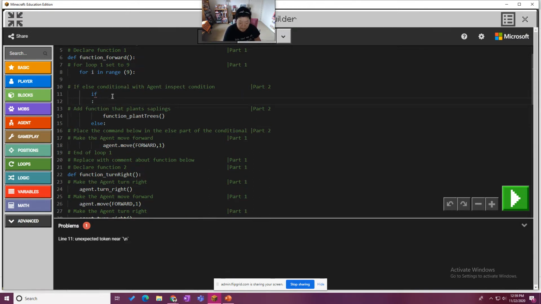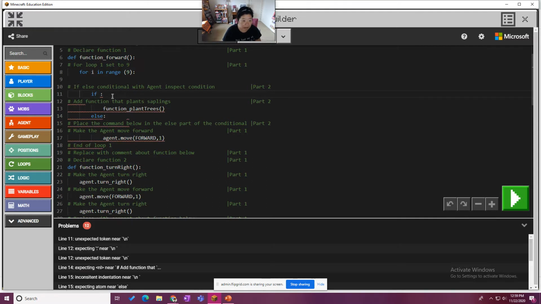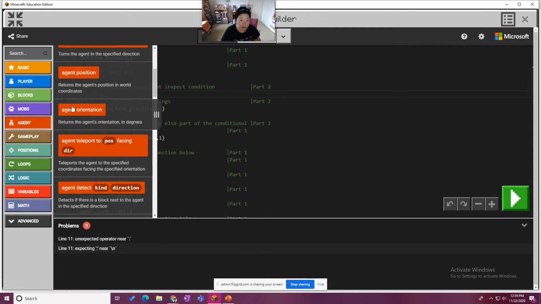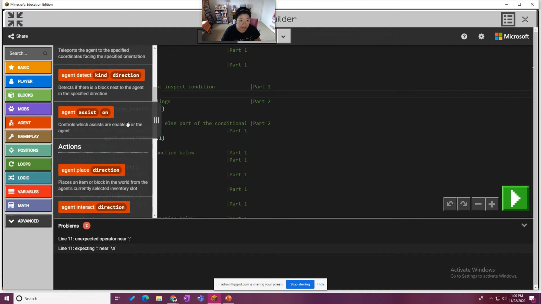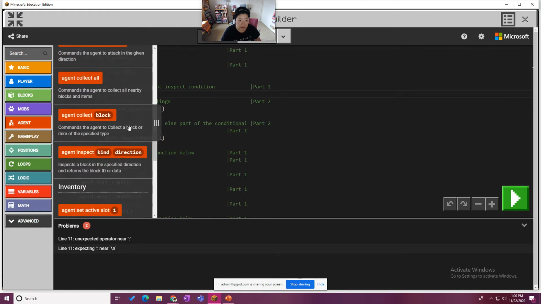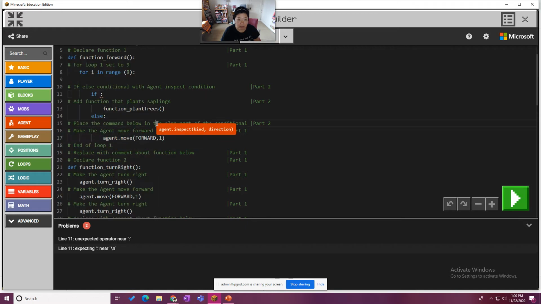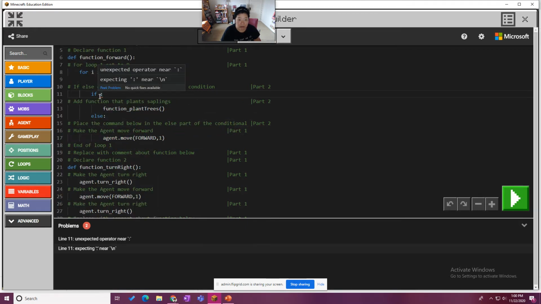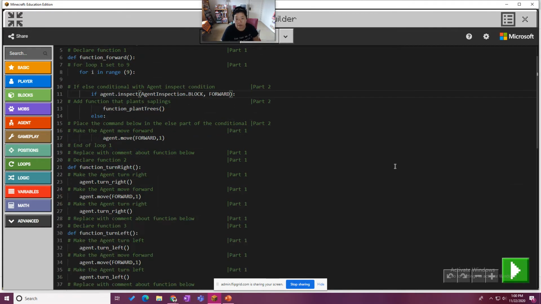Okay, let's put this back up. Let's go back to the agent drawer. Agent detect, agent inspect, inspects a block. Okay, right? So here's another case where it's important to watch which code snippet you pick. Okay, if agent inspect block forward.